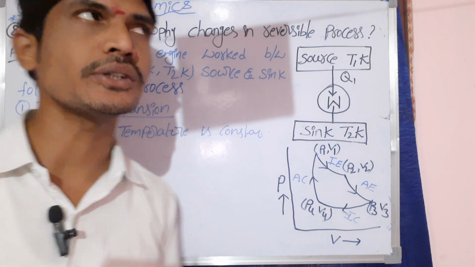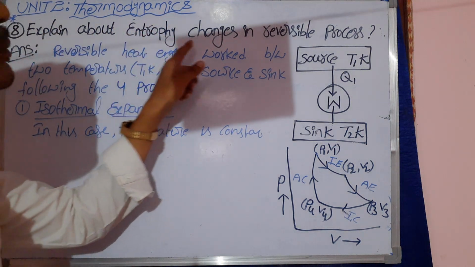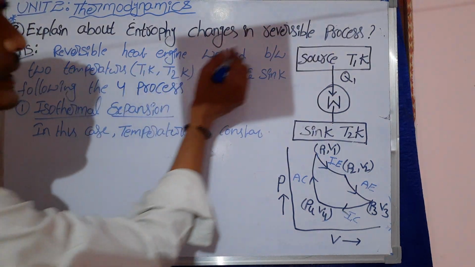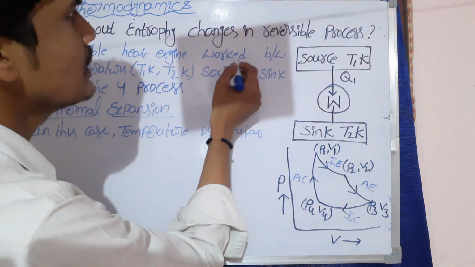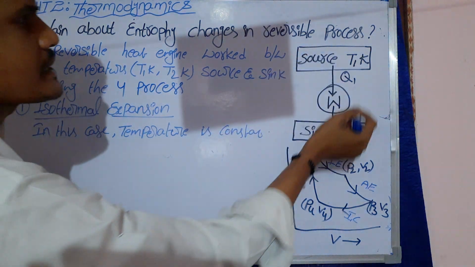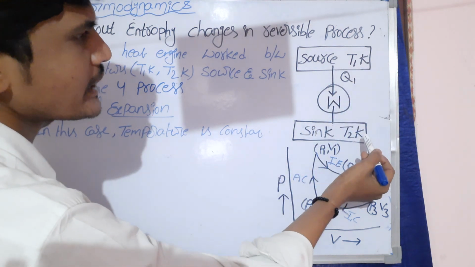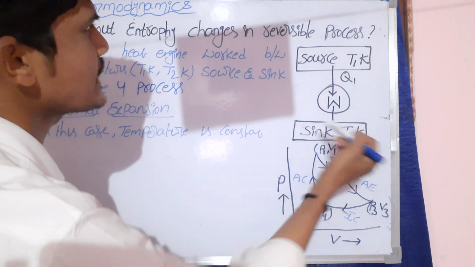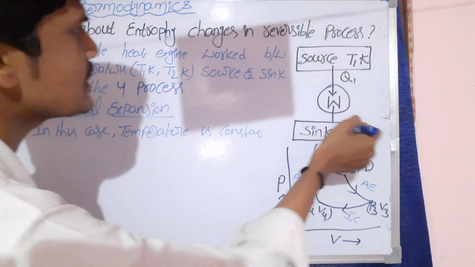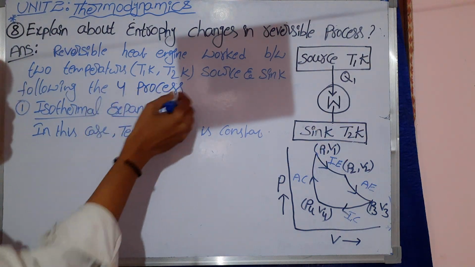Today my topic is Unit 2 Thermodynamics. Explain the entropy change in a reversible process. A reversible process heat engine works between two temperatures T1 and T2. T1 means the source, a hot reservoir. T2 means the sink, a cold reservoir. The reversible heat engine working between two temperatures T1 and T2 follows four steps or four processes.